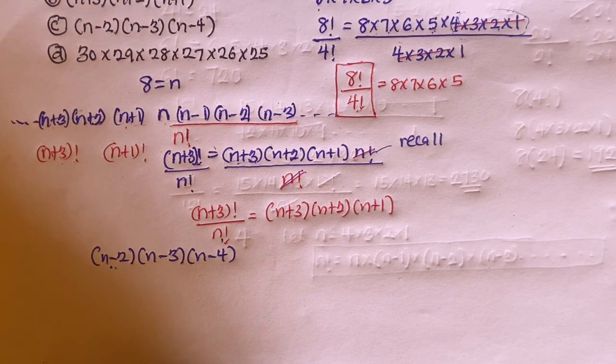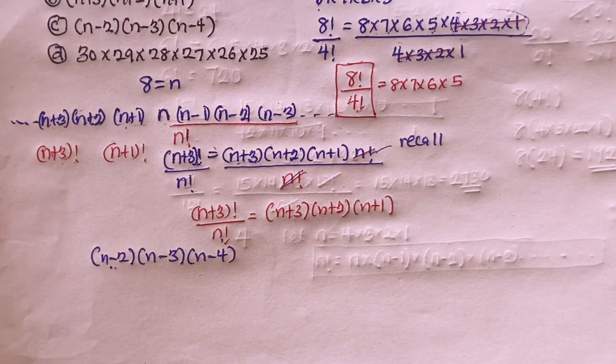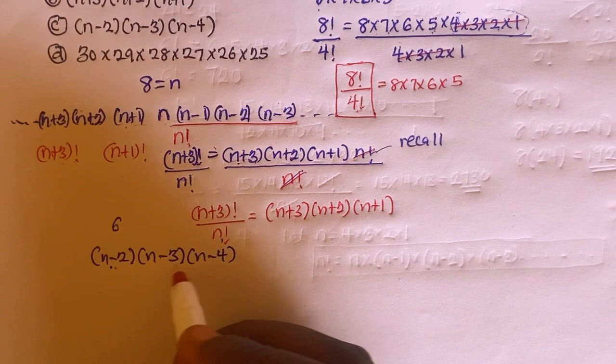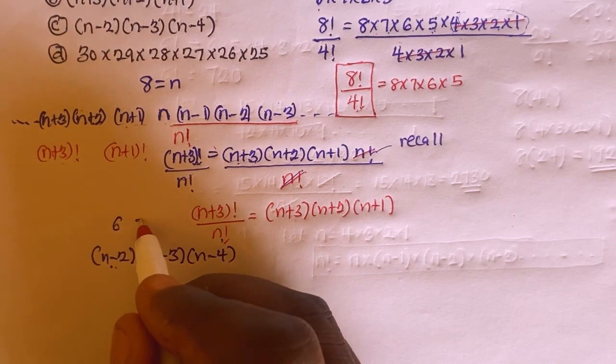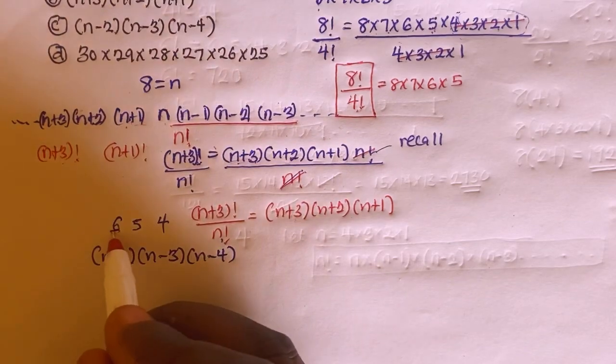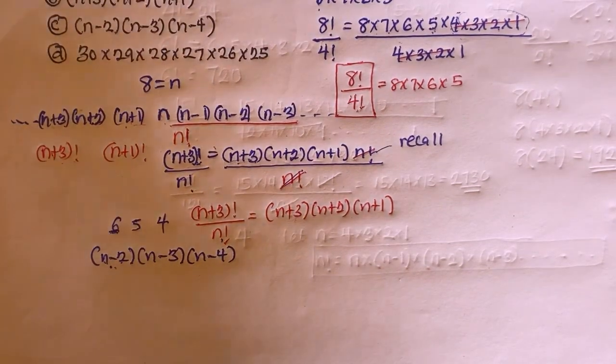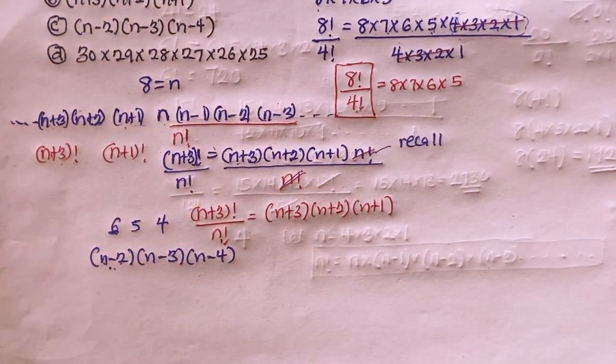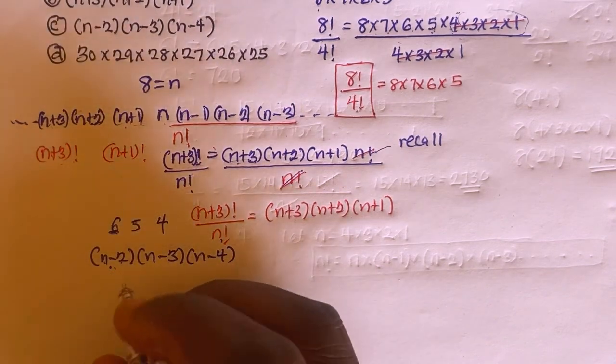So N minus 2 is the highest value, because if N is equal to 8, 8 minus 2 is what? Is 6, right? 8 minus 3 is what? That's actually 5. 8 minus 4 is what? That's 4. So the highest value here is what? Is 6. That means N minus 2 is the highest value.